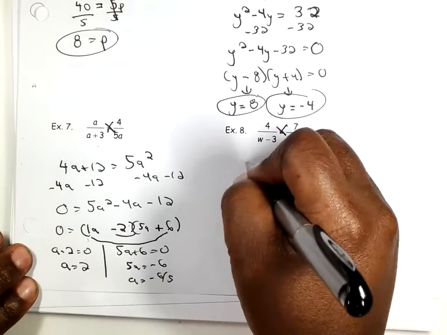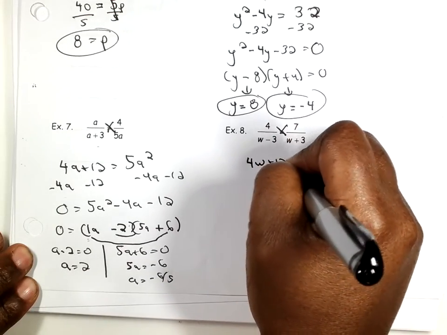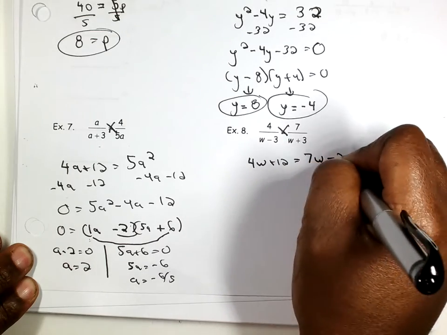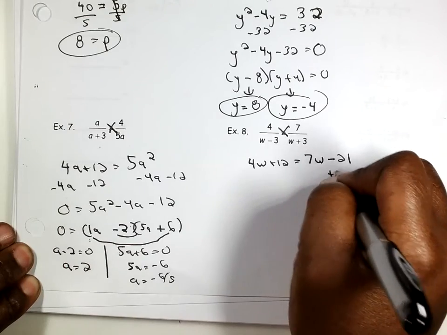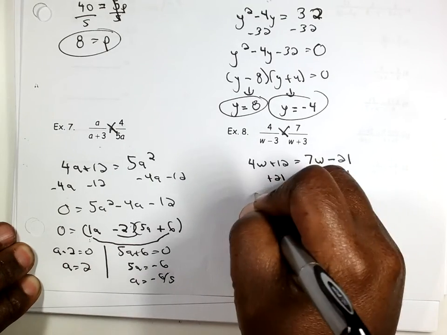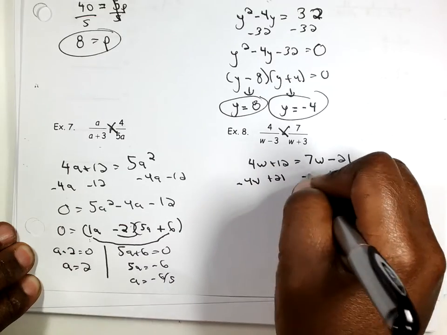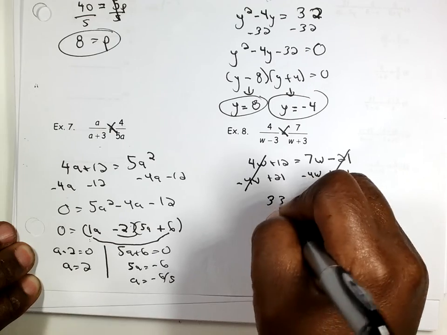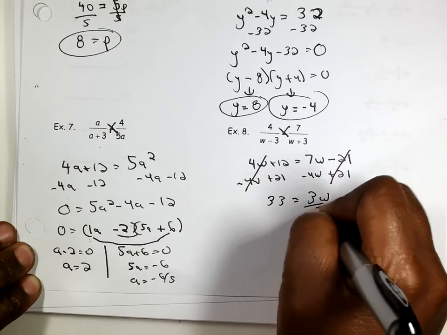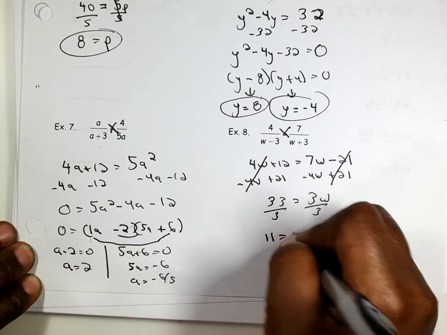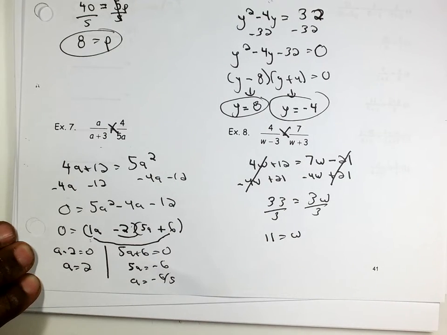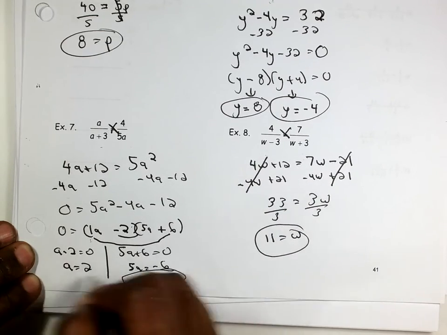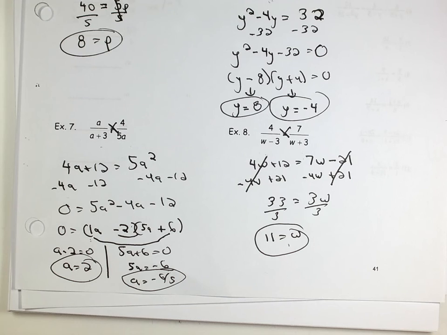So we cross multiply. I get 4w plus 12. And then 7 times w minus 3 gives me 7w minus 21. I'm going to add 21 to both sides and subtract 4w. So that's gone and that's gone. So I get 33 is equal to 3w. Divide by 3. And 11 is equal to w. And again, those are fine. So both of those work for here, and 11 works for this final one.